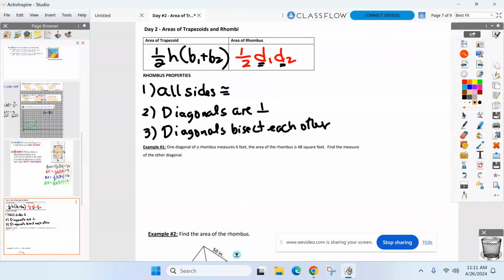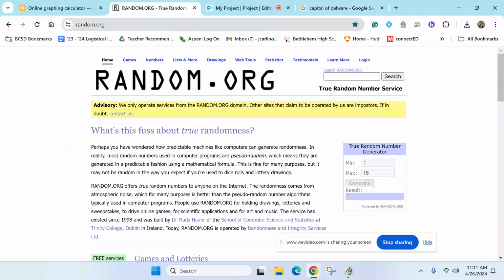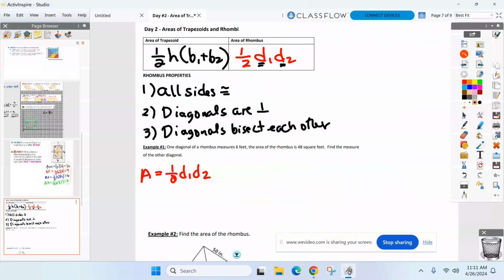All right, let's go into area of a rhombus. One diagonal is 6 feet. Area of the whole rhombus is 48. Find the measure of the other diagonal. Help me plug in these values. First question, where's the 6 going in my formula? Amy, where's the 6 going? D1, yep. So 1/2, D1 is 6. How about for the 48 square feet?